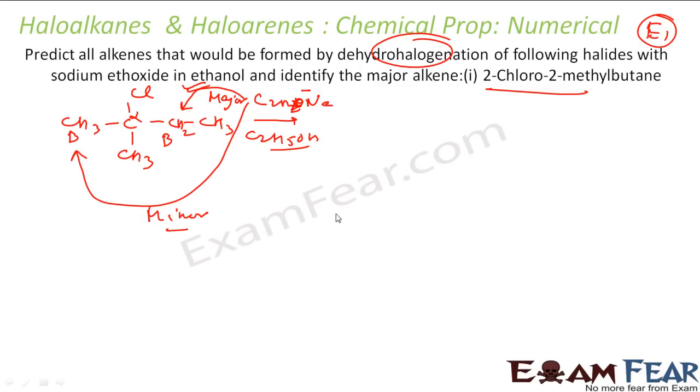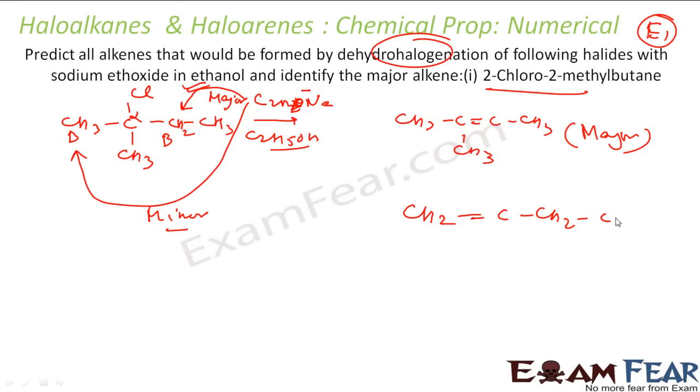So in this case, I'll get 2 products. The major one will be CH3, C double bond C, CH3, CH3. This is my major product. And the minor will be attacking this hydrogen. It will be CH2, there will be a double bond here, C, CH2, CH3, and there is a CH3 over here. This is the minor product. Correct? So this is what we'll get. We'll get 2 products, one major and one minor.